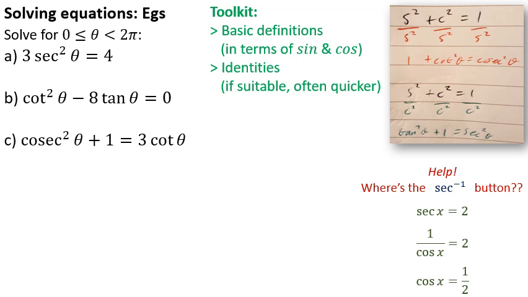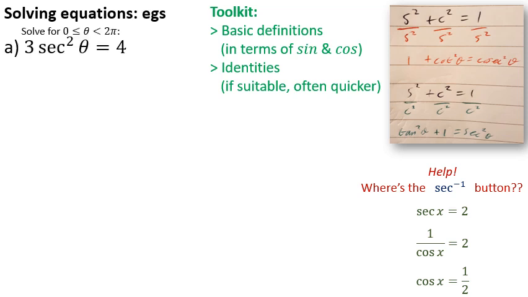Think back to where sec came from. It's the reciprocal of cos. So although I've written this in 3 steps, you would normally do it in just 1 step. Take the reciprocal of sec x and you turn it into cos x. The reciprocal of 2 becomes a half.